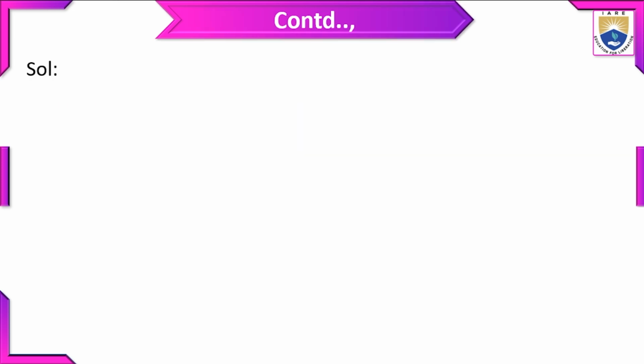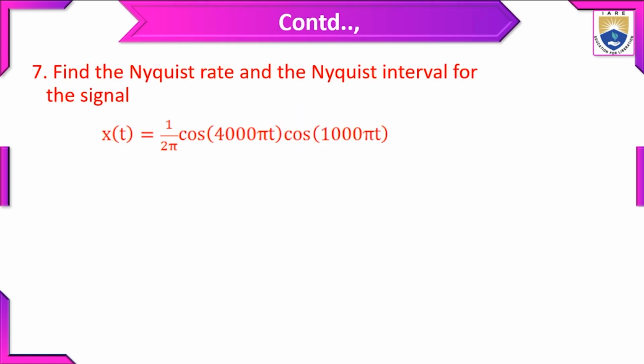Coming to the next one. Find the Nyquist rate and the Nyquist interval for the given signal. x of t is equal to 1 by 2 pi cos of 4000 pi t into cos of 1000 pi t. So it is similar to cos A cos B. So you can use the formula for cos A cos B, cos of A plus B plus cos of A minus B, for solving this one. Okay.